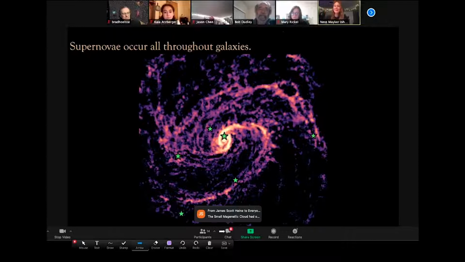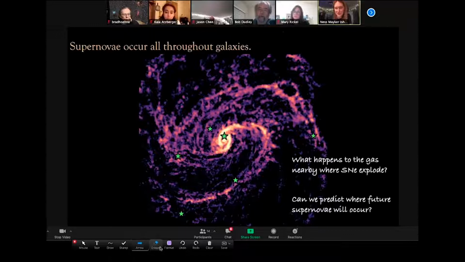So as someone doing research on this, it makes me have some questions. One of my questions is, what happens to the gas that's nearby where these supernovae explode? Does it blow away? Does it clump together and form stars? Does it just sit there? I don't know, and I'd like to learn more about that. And another question I have is, if we compile enough data about these supernova, can we become so familiar with them that we can start predicting when they're going to come and where they're going to come? Is that something that we'll ever have the power to do?